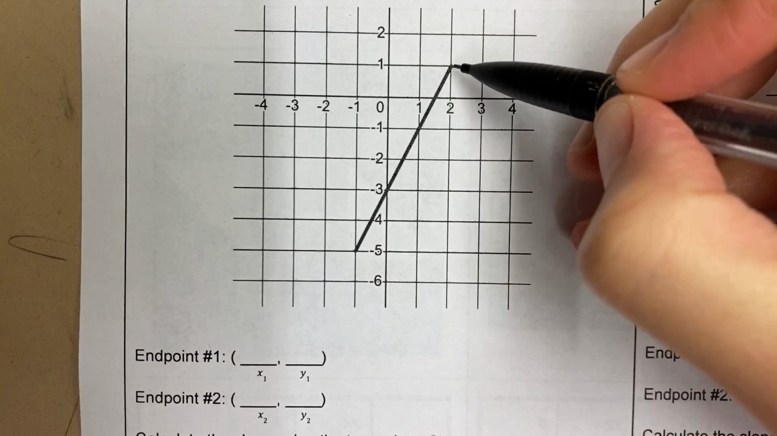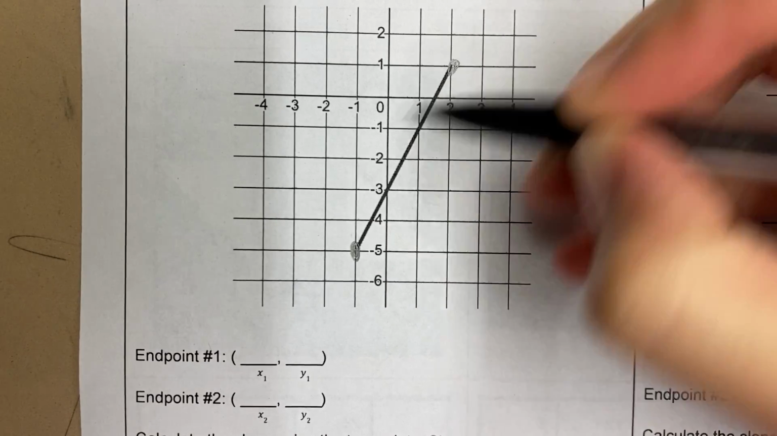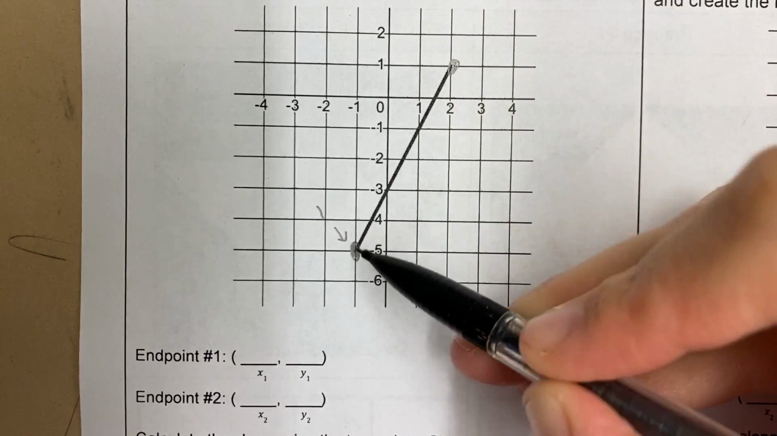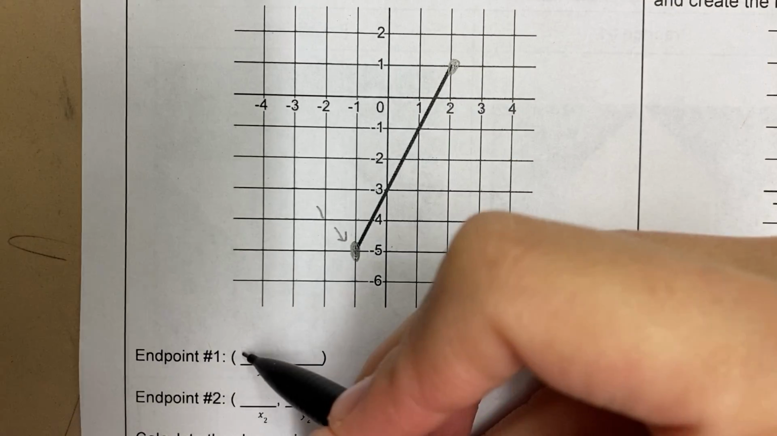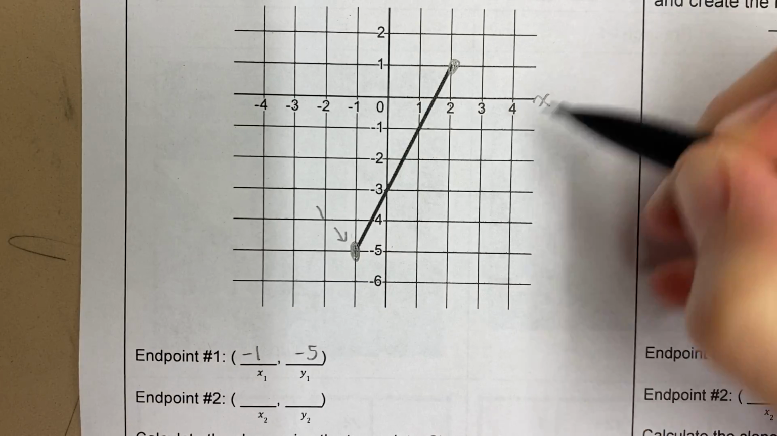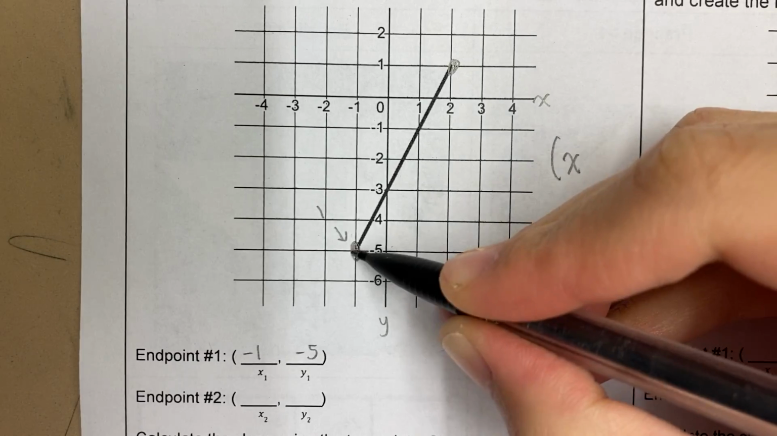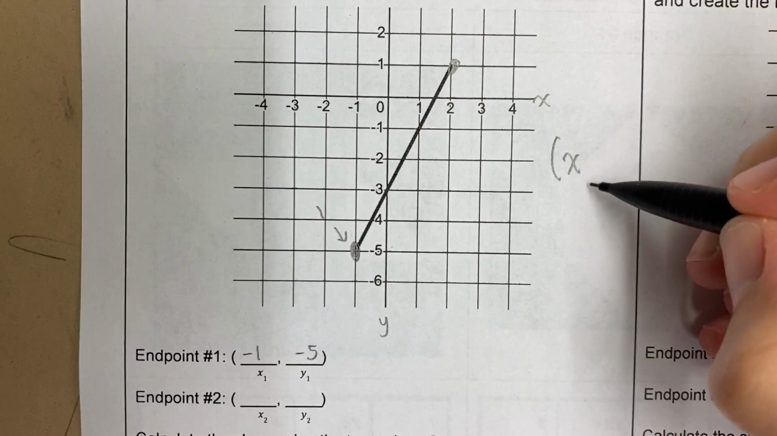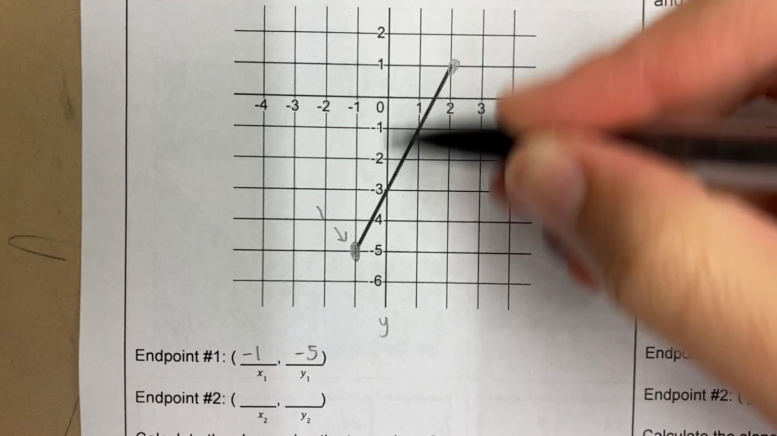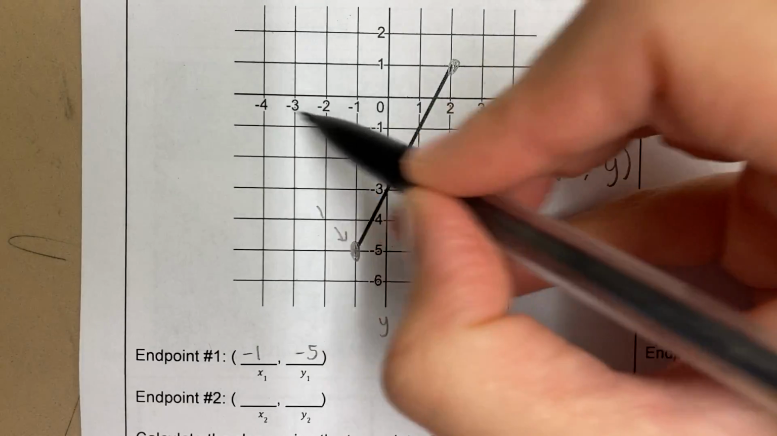Endpoint number 1. Doesn't matter which point you choose. Doesn't matter which one's endpoint 1, which one's endpoint 2, but these are the two endpoints. So let's call this number 1. That's -1, -5. Okay, and notice it's always the x value first, then the y value. Always the x value first, this value first, then the y value, this value second. So here, this is x value first, 2, y value second, 1.